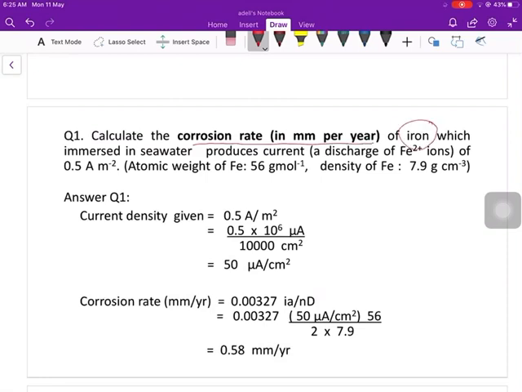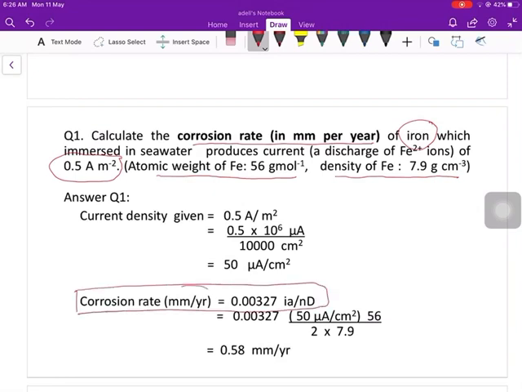Calculate the corrosion rate in millimeter per year. Okay, what is the material? Iron, immersed in seawater, so it produces a current of this value, because it's a spontaneous reaction. The atomic weight of ferrum is given, as well as its density. First you must know the formula to be used. This is the formula to express the corrosion rate in millimeter per year.